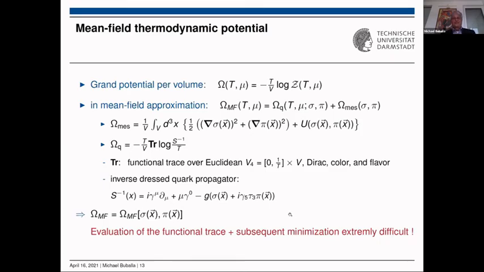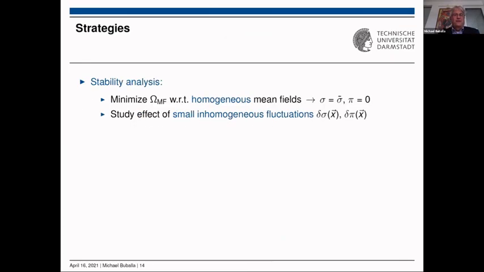And so in general, this is extremely difficult, of course, and has not yet been done in full glory. So the strategy we want to follow is, the first one is a stability analysis. And I think many in the audience who are familiar with P-wave pion condensation and things like that should know how this works, but nevertheless, let me explain this in a bit more detail. So basically, we have our mean field thermodynamic potential, and in the first step, we minimize this with respect to homogeneous mean fields, which is of course much simpler and a standard thing.